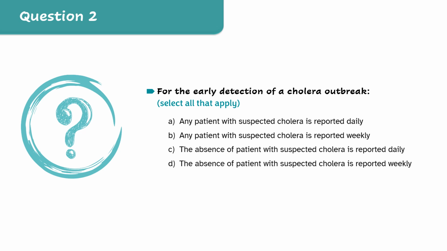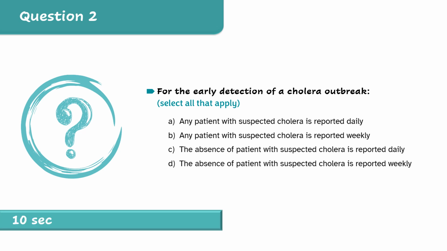Question 2. Select all that apply. For the early detection of a cholera outbreak, A. Any patient with suspected cholera is reported daily. B. Any patient with suspected cholera is reported weekly. C. The absence of patient with suspected cholera is reported daily. D. The absence of patient with suspected cholera is reported weekly.